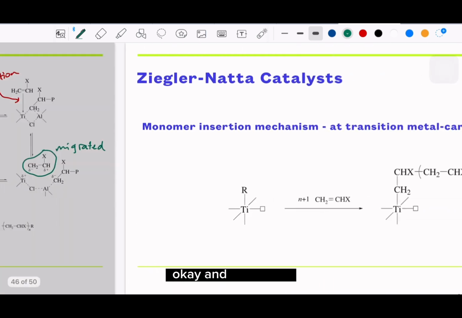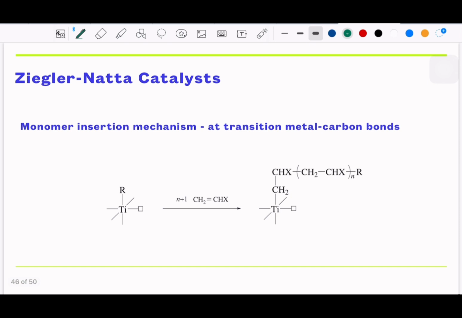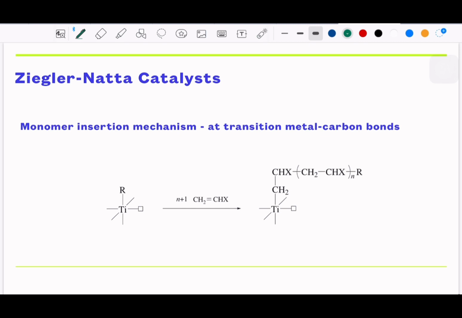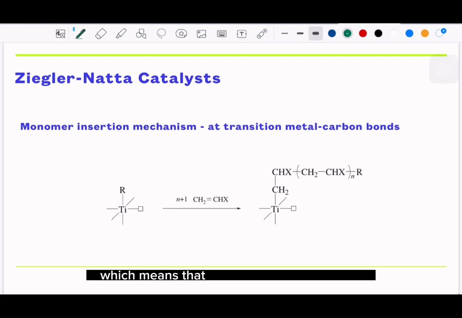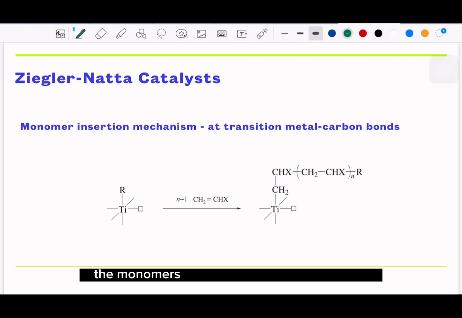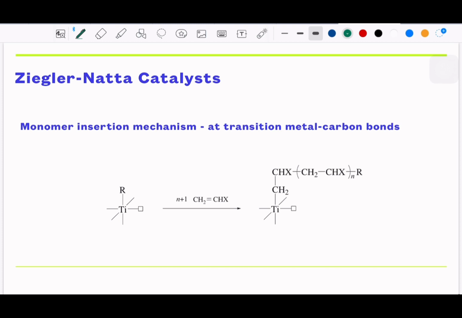Okay, and this is just some details. So we can see the monomer insertion, which means that we can see that it's R. This will be the monomers, the final monomers that will go to make some polymerization here within this active site, and then it will be made inside.